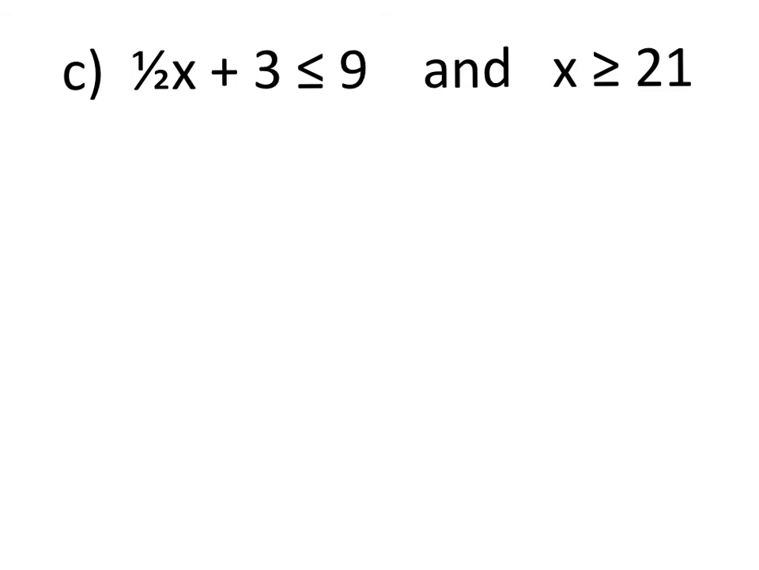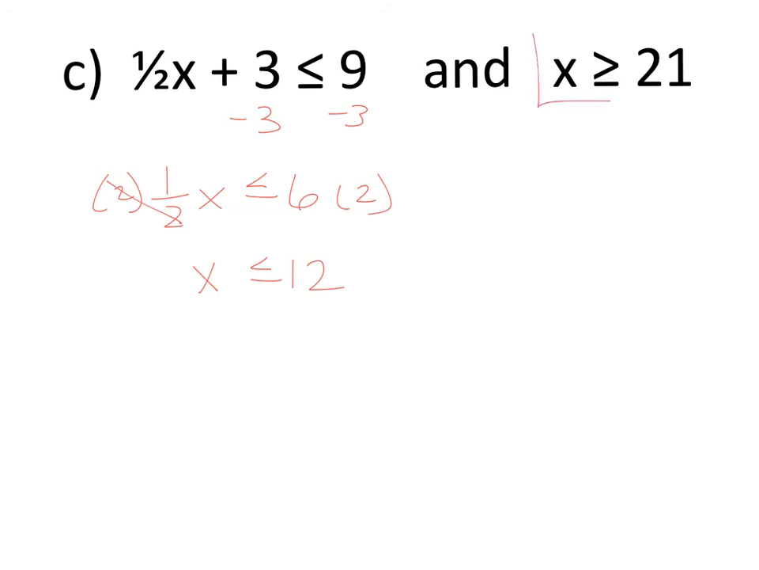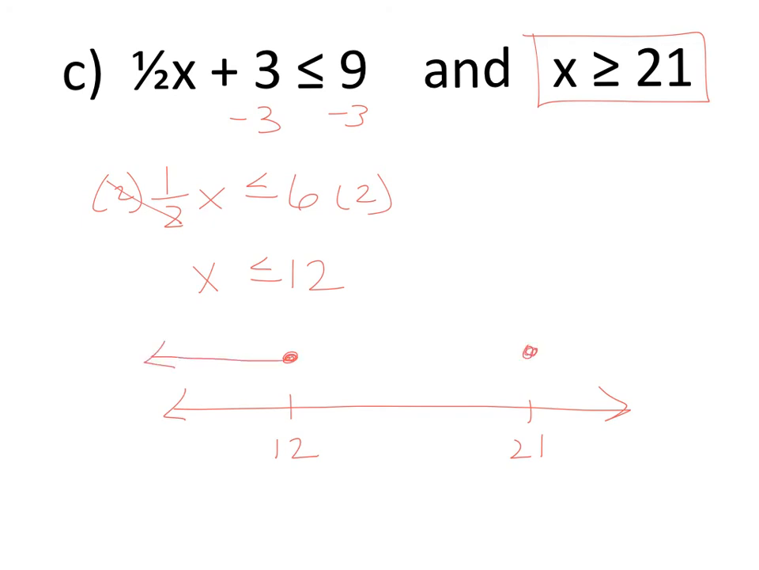Okay, so you should have started by subtracting 3 from both sides and getting 1/2 x is less than or equal to 6. Then we're going to multiply both sides by 2, or 2/1, to get those to cancel. So x is less than or equal to 12. And in this case, yay, it's already done. It's ready to roll. We don't even have to do anything there. Okay, so if I look here, I would have 12 and 21. I'd have a closed circle heading this way and a closed circle heading this way.